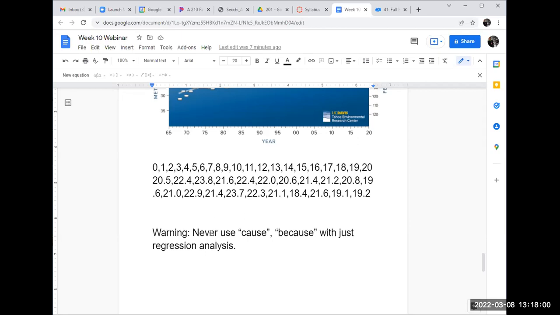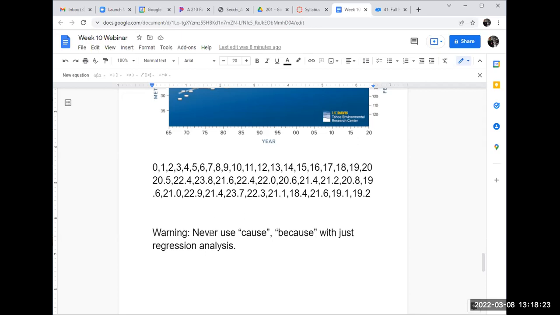So beware of cause. Sometimes you have cause, sometimes you don't, but you can never state cause just based on the regression line. You can only state predictions. You can state tendencies, those are the words you tend to use in regression analysis. You do not use the word cause, you do not use the word because.